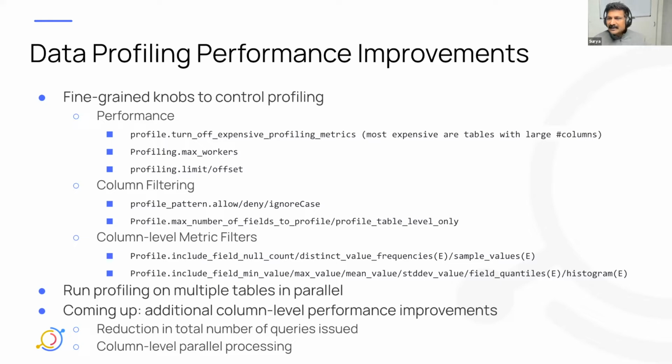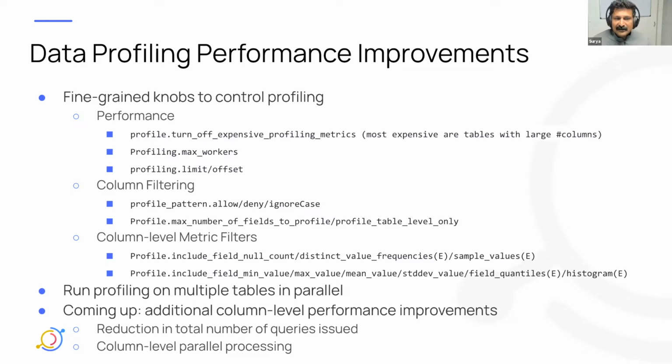Then you have column level filtering knobs. Now you can use the profile pattern to allow or deny specific columns to profile. You can also use knobs like the max number of fields I want to profile in any single table, and then we'll profile only that many columns. You can also profile table level only. You can say I don't want any column level information, and then just stick to this.